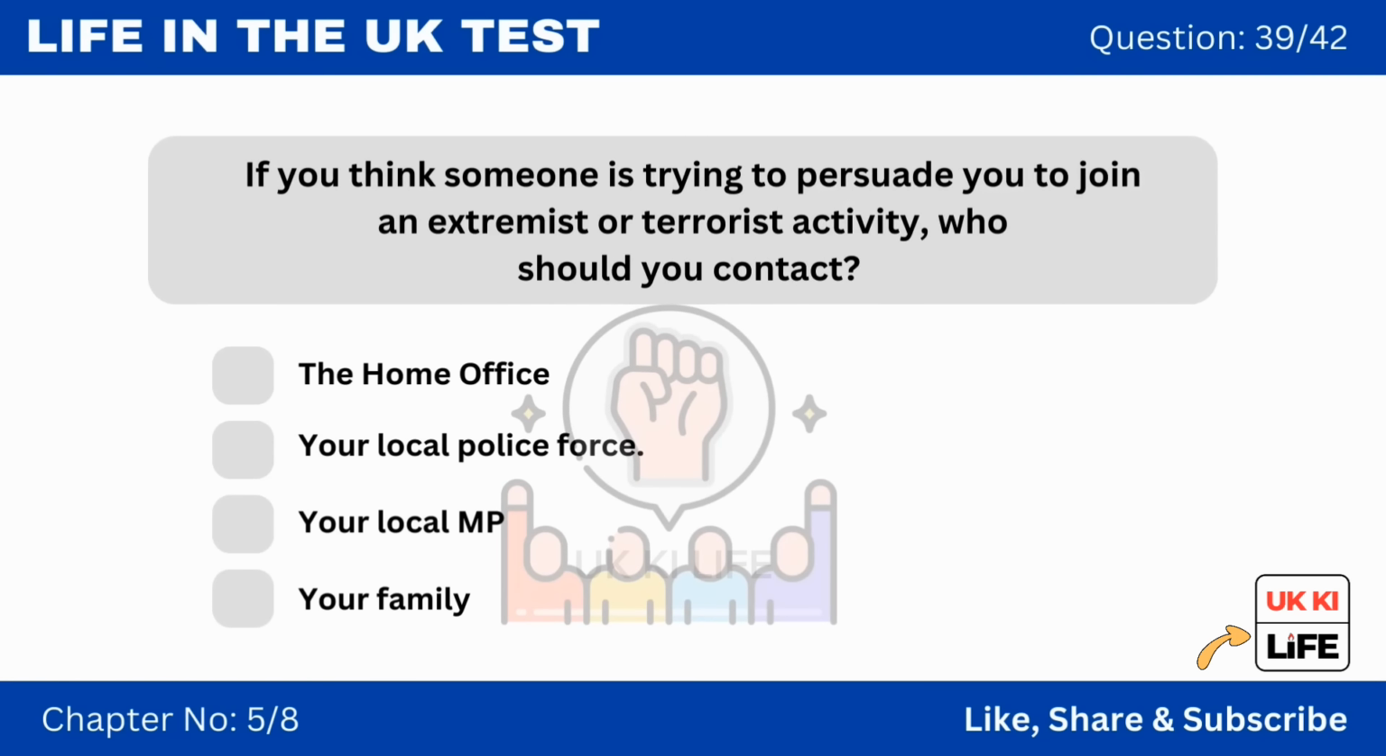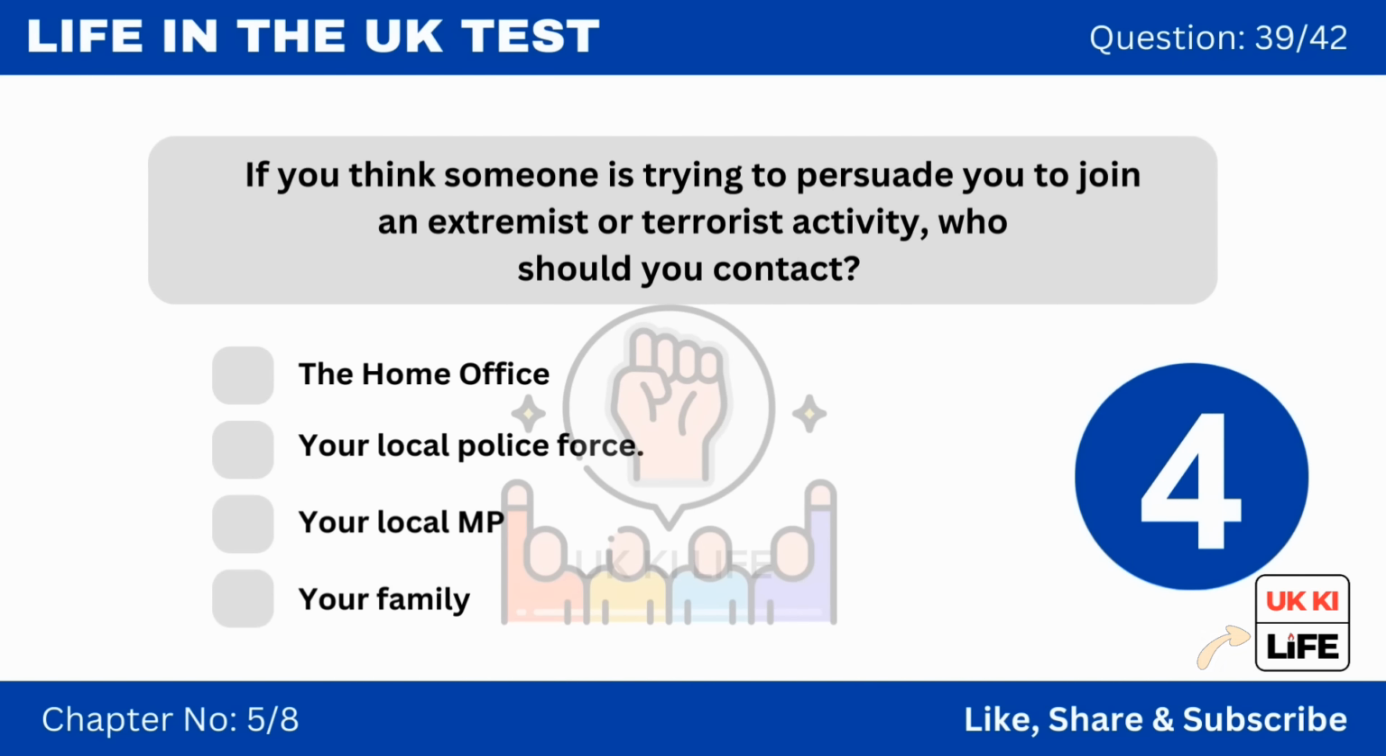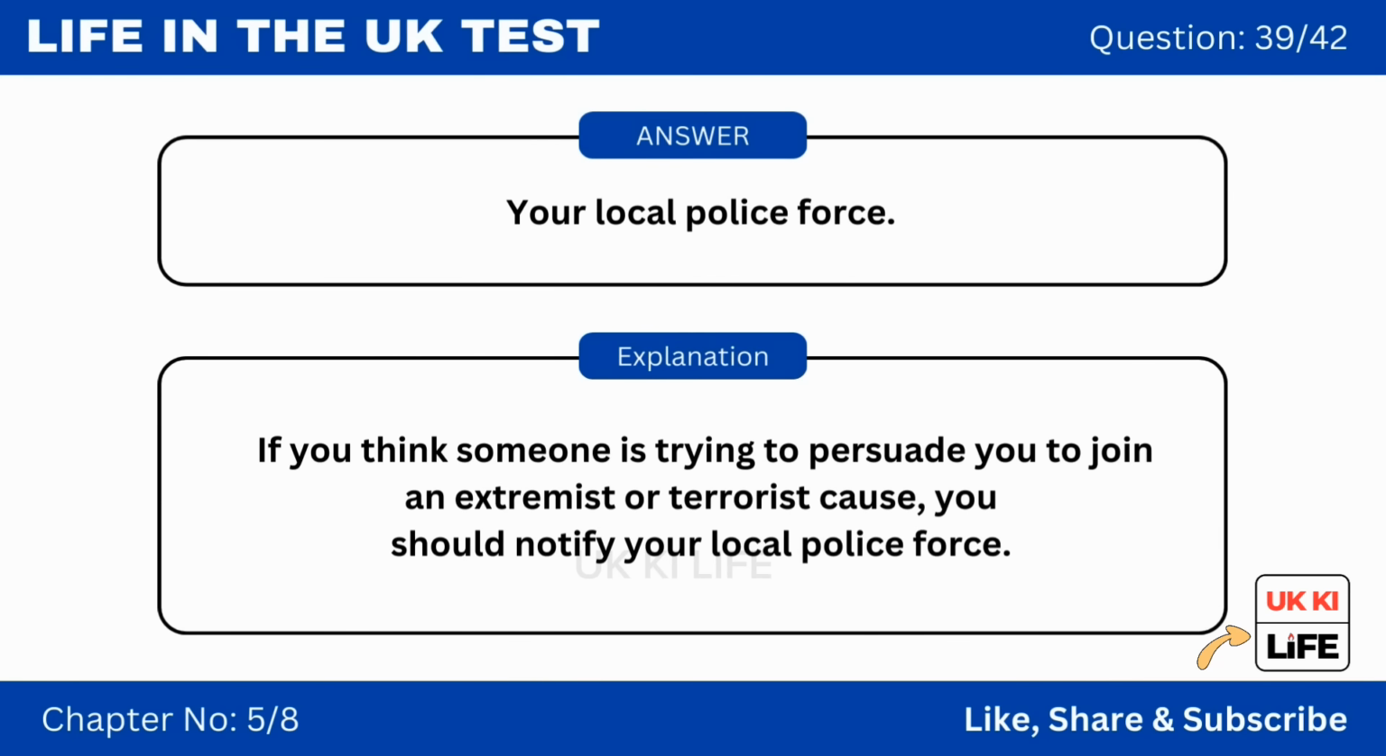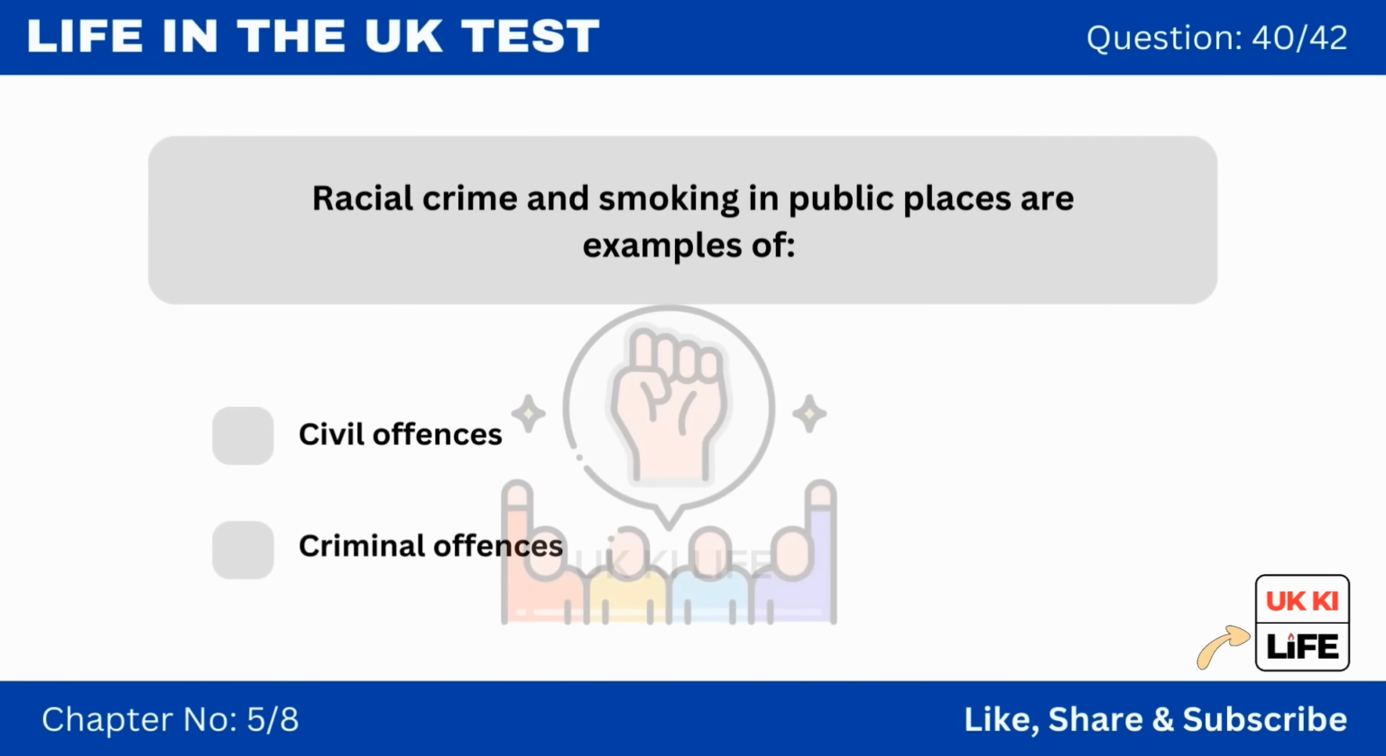Question 39. If you think someone is trying to persuade you to join an extremist or terrorist activity, who should you contact? The Home Office, your local police force, your local MP, your family. The correct option is B. Explanation. If you think someone is trying to persuade you to join an extremist or terrorist cause, you should notify your local police force.